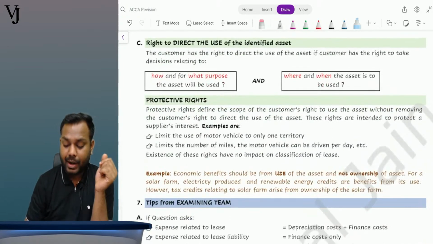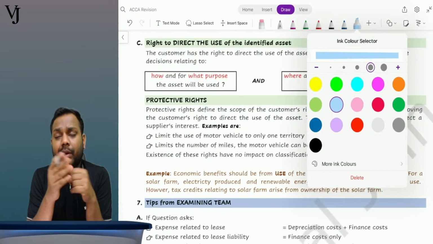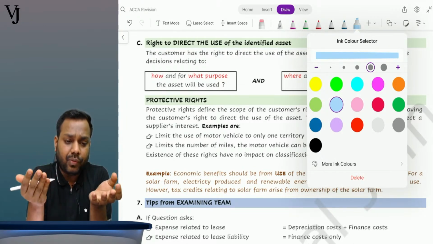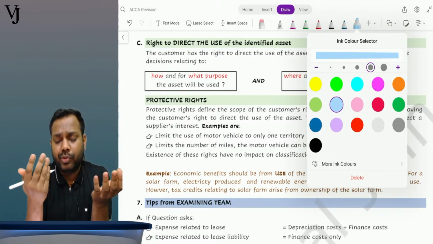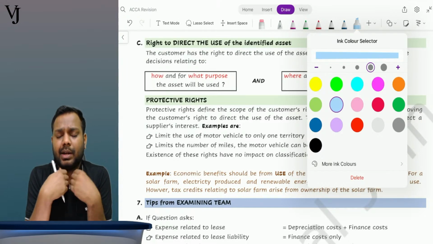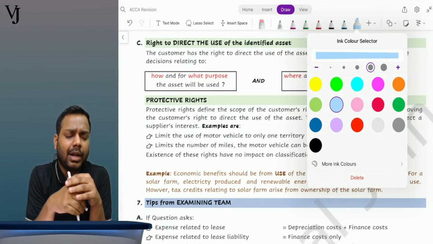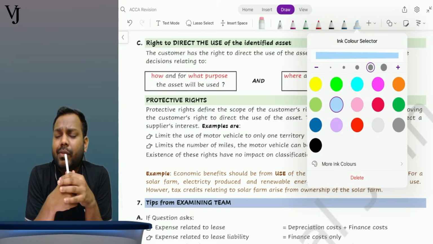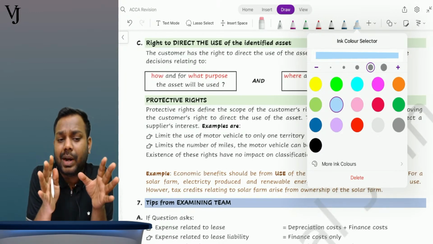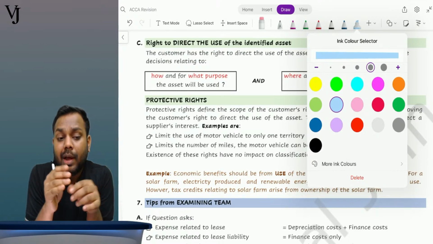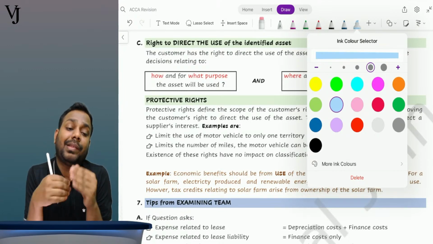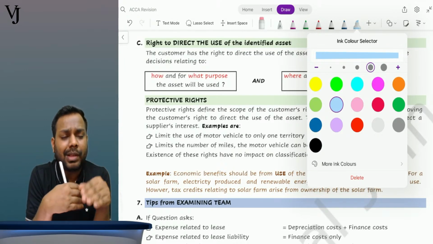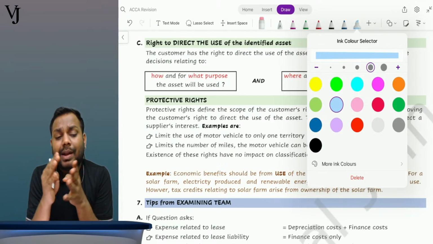Now the right to direct the use. Let's suppose I have taken a flat on rental. How I am using this flat, I will determine that. My landlord cannot come and say otherwise. Now understand, definitely this flat is a residential flat, so I can use it for residential purposes only. I cannot use the flat for commercial purposes. Or if I have taken a flat for commercial purposes, then I cannot use it for residential purposes.